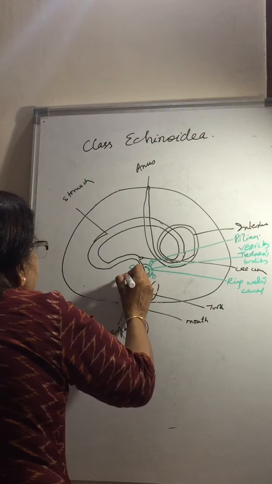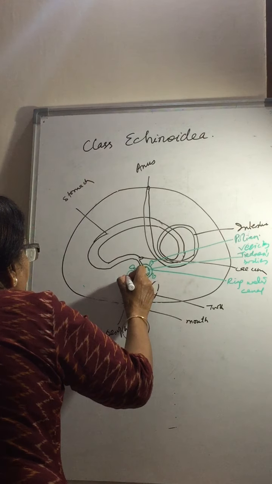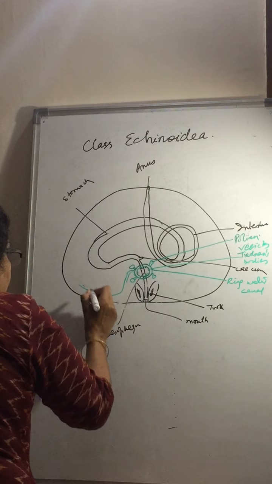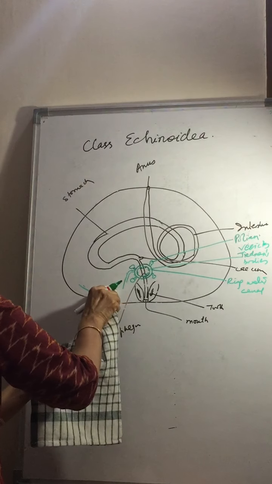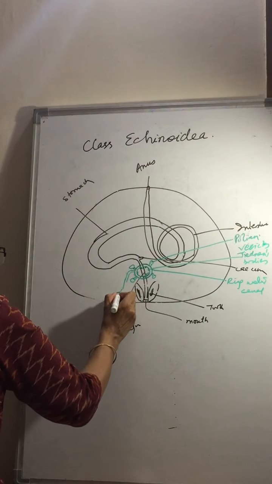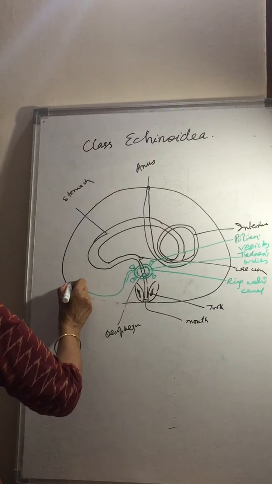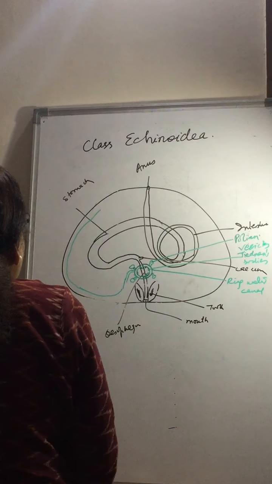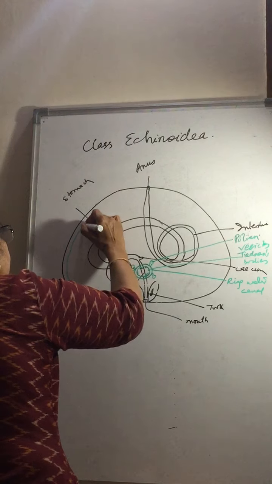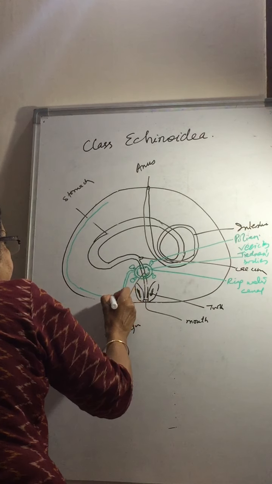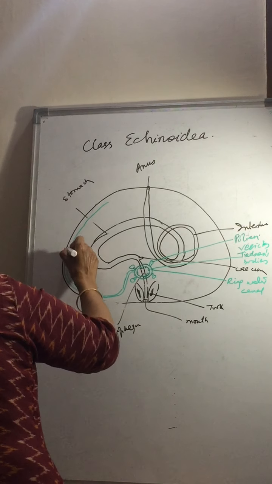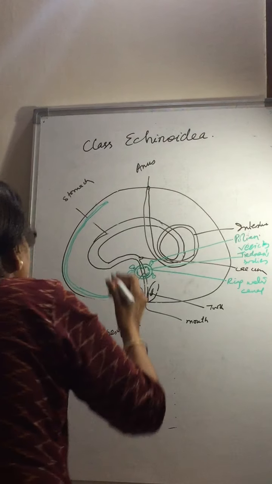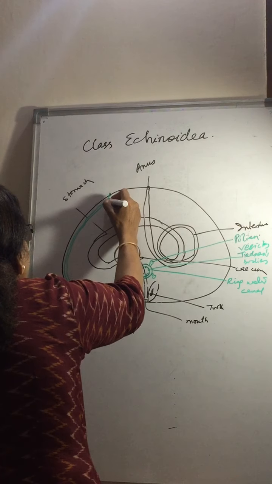So now the radial canals. There are 5 radial canals which come out from the ring water canal, and these 5 radial canals penetrate the ambulacral area and pass along it until they end at the terminal tentacle here.